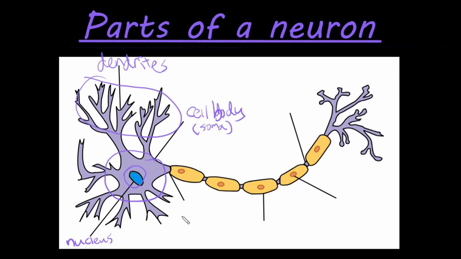Next, we have here our axon. So the axon of a neuron is this really long tail that extends from the cell body. So the information travels from the dendrites, it's going through here and down our axon. And the axon, again, is this really long tail that is part of our neuron.